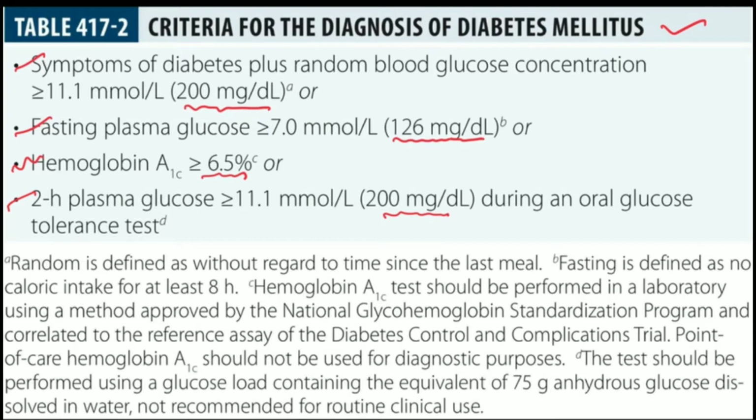Also please take note that random is defined as without regard to time since the last meal. Fasting is defined as no calorie intake for at least 8 hours. The HbA1c test should be performed in a laboratory using a method approved by the National Glycohemoglobin Standardization Program. Also, OGTT, that is oral glucose tolerance test, should be performed using a glucose load containing the equivalent of 75 gram of anhydrous glucose dissolved in water. And this is not recommended for routine clinical use. This is for diagnosis purpose only.